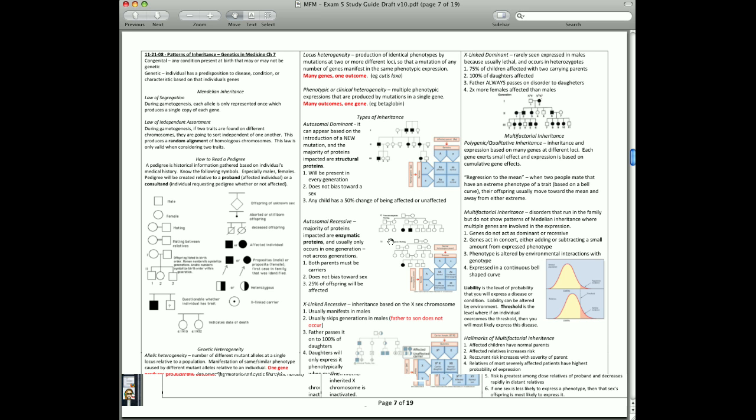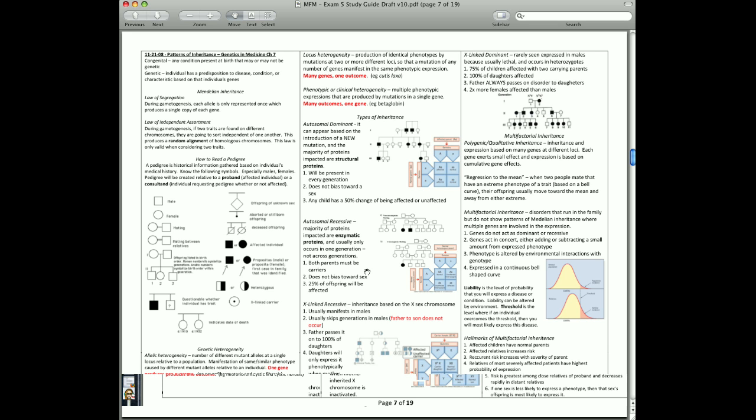There's 4 types of inheritance that we need to be aware of. Autosomal dominant, autosomal recessive, X-linked dominant, X-linked recessive. Autosomal means neither one of them is influenced by sex. Basically, with autosomal dominant, you only need one parent that expresses that dominant gene. If they're heterozygous, then 50% of the offspring are going to produce that condition. And autosomal dominant deals with structural proteins.